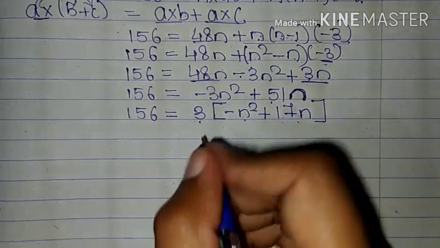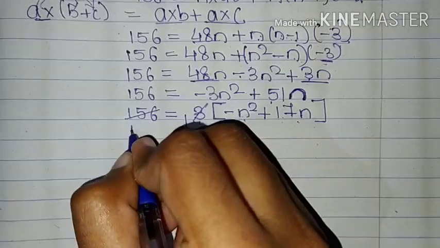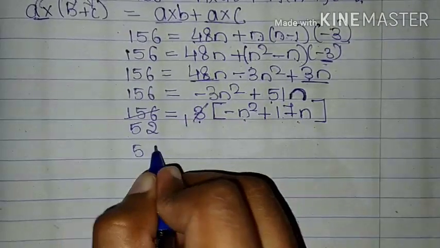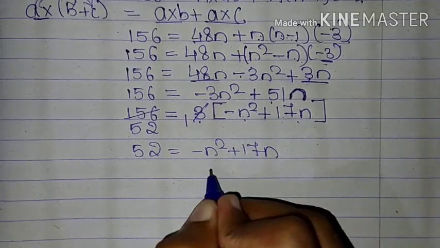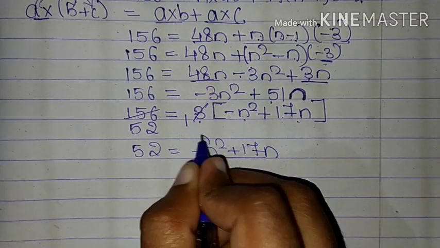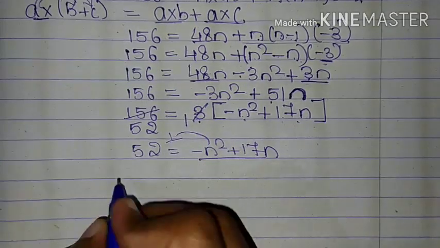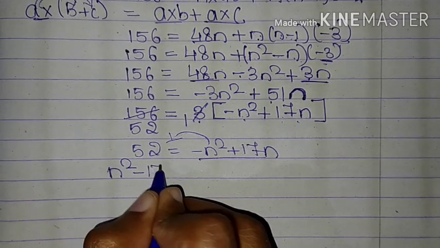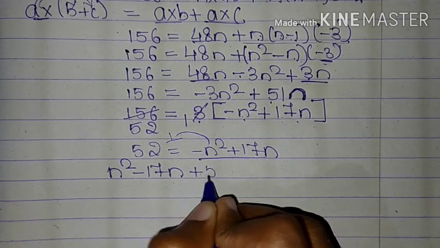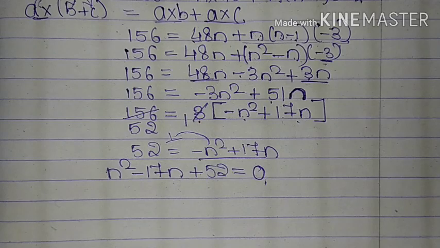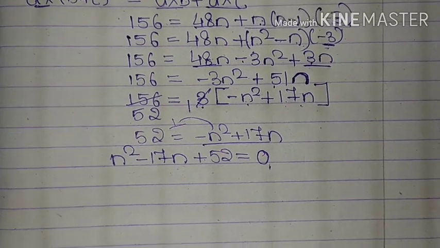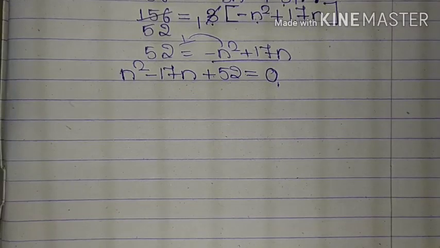So I'll remove 3 from here now. 3 1s are 3, 3 5s are 15, 3 2s are 6, so 52 is equal to minus n square plus 17n. Transpose the whole right hand side to the left side of the equation. We will get n square minus 17n plus 52 is equal to 0. We got a quadratic equation in terms of n. So now to find the value of n, we have to solve the quadratic equation.